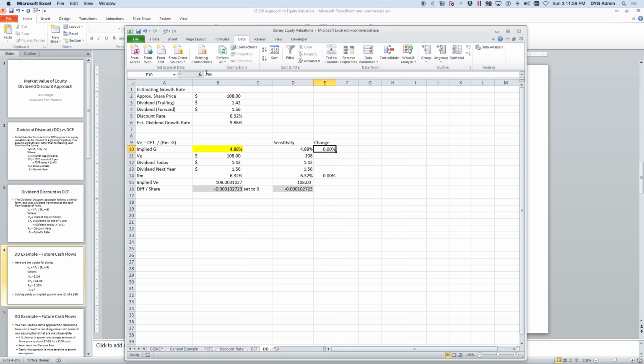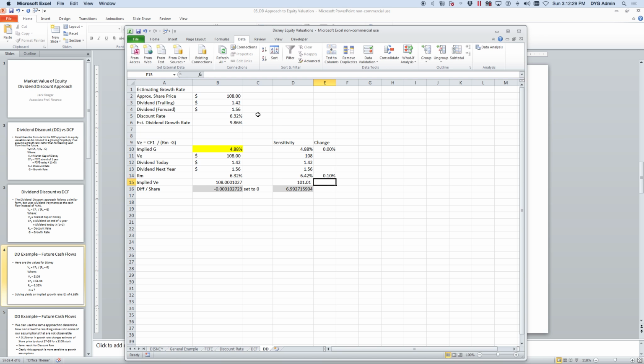So if I go in here and I say, let's just make this 0.1, so instead of 4.88, it's 4.98. You'll see that raises the value of the stock, because our growth rate went up. So an increased growth rate raises the value of the stock by $8. It goes from 108 to 116. Last time when we moved things for the DCF by 0.1%, it only influenced the value by $2. So this model seems to be quite a bit more sensitive to these assumptions than the prior approach, the DCF approach.